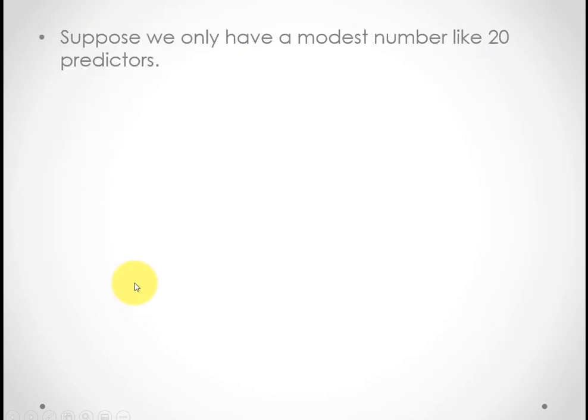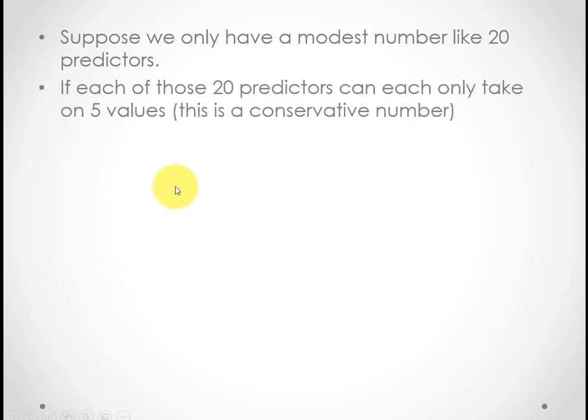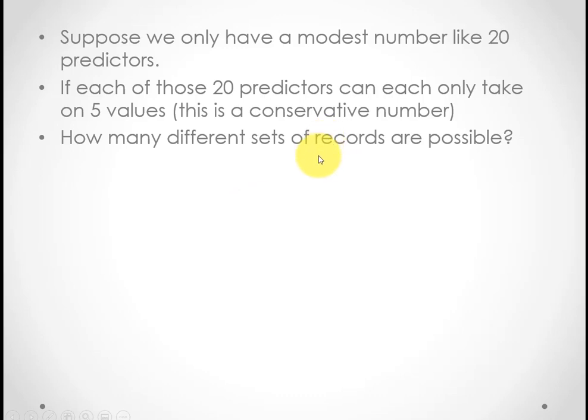Suppose we only had a modest number like 20 predictors. If each of those 20 predictors can take on, say, 5 values. In our golf set, the maximum number of values we had was 3. The outlook variable could be overcast, cloudy, and rainy. So just 3 possible values for that one. But anyway, let's assume that we have 20 predictors and each can take on 5 values. That's not such an outrageous example. This is a conservative number. How many different sets of records are possible in that case? How many different combinations of these 20 variables and their values are possible?